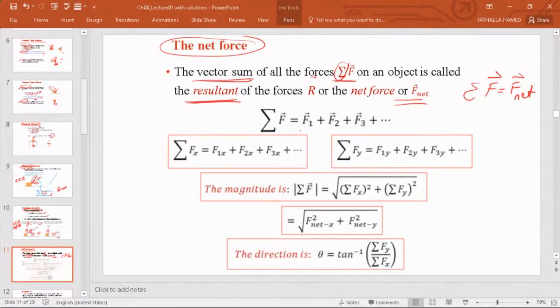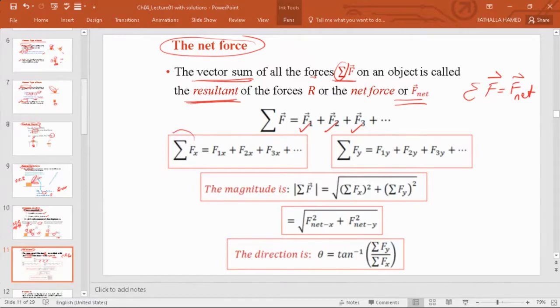So the summation of forces here, it could go on for as many forces as you have: F1 plus F2 plus F3. Now, notice that it is summed like a vector. For each of these forces, you can break it into an x and y component.